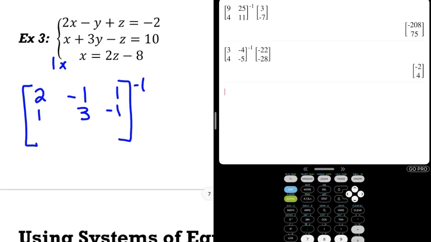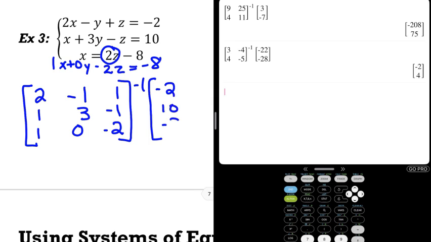So x, is there, it would be 1x, wouldn't it? Is there a y? No, so 0y. And 2z is on the wrong side. So how do I rewrite it so it's on the right side? So minus 2z equals a negative 8. So this will be 1, 0, negative 2. Do your inverse, and then write your constants.